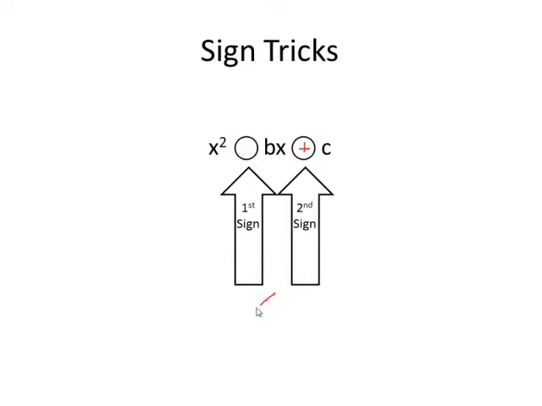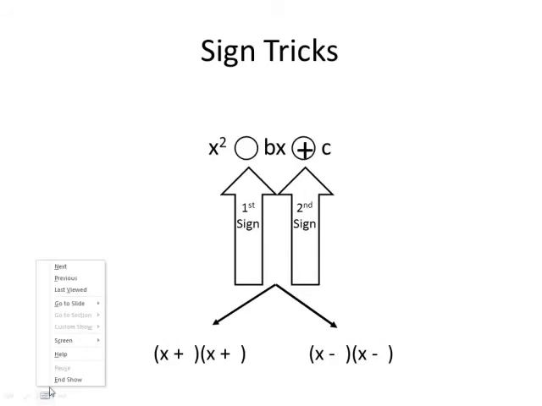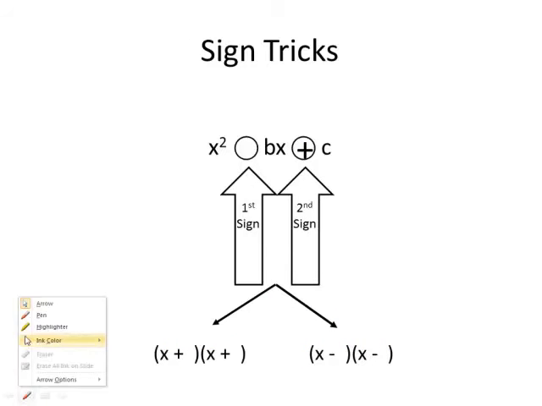When the second sign is positive, we will have two different scenarios. Either both factors will have a plus sign, or both factors will have a minus sign. Now let's see what information we can get from our first sign. When our second sign is positive, these are the scenarios that we will have.